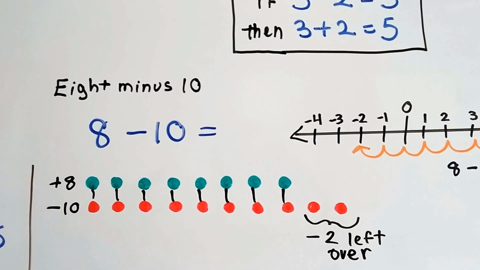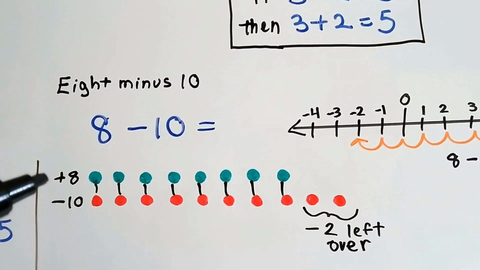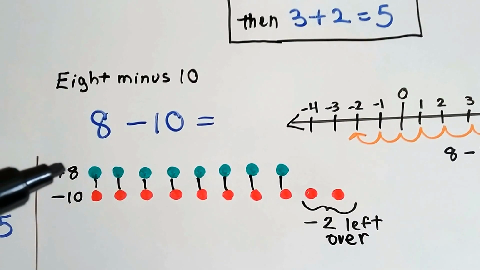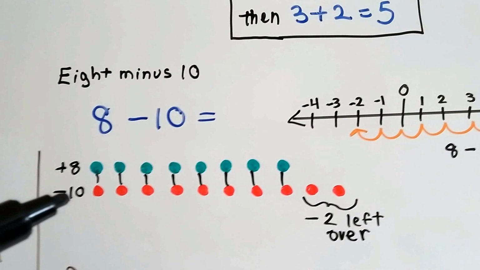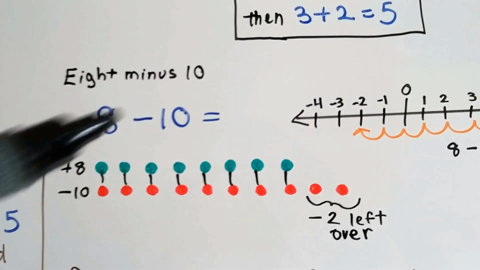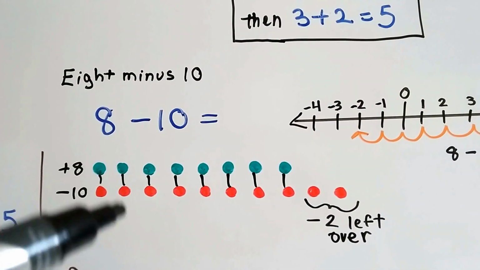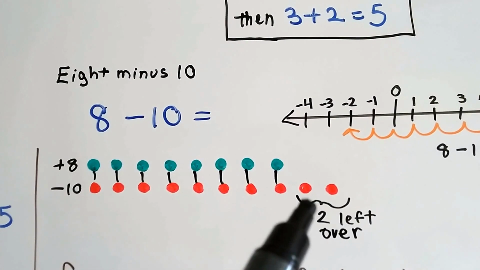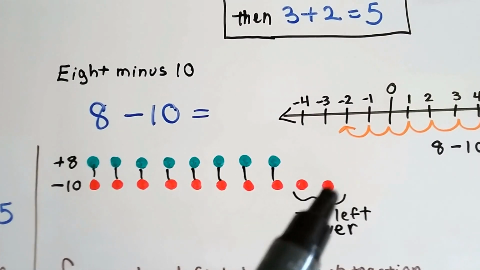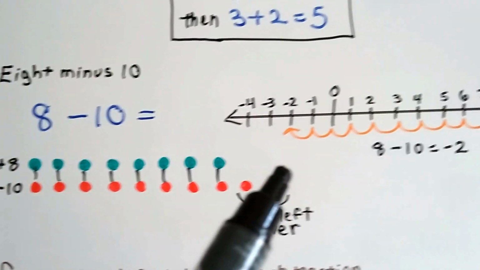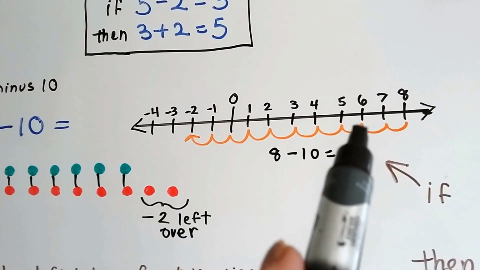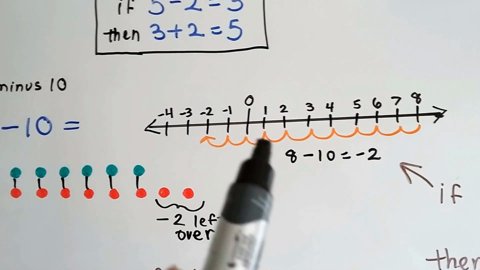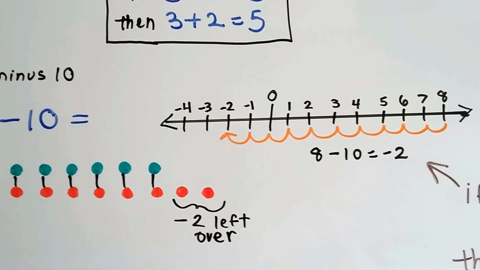So this one says 8 minus 10. If we have 8 positive green ones, because that 8 is positive, and we match it to 10 negative ones, see there's a negative sign in front of the 10, and we match each positive one to a negative one, we see there's 2 red negative ones left over. That's a negative 2. So if we're at 8 on the number line, and we take away 10, 1, 2, 3, 4, 5, 6, 7, 8, 9, 10, we're at negative 2.